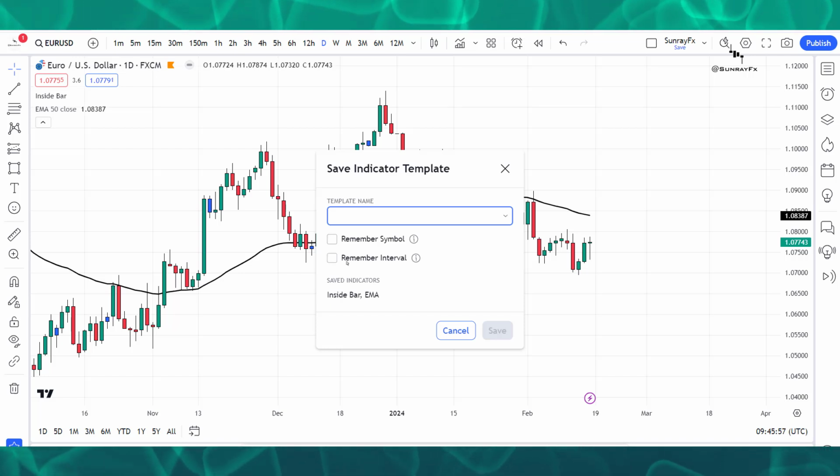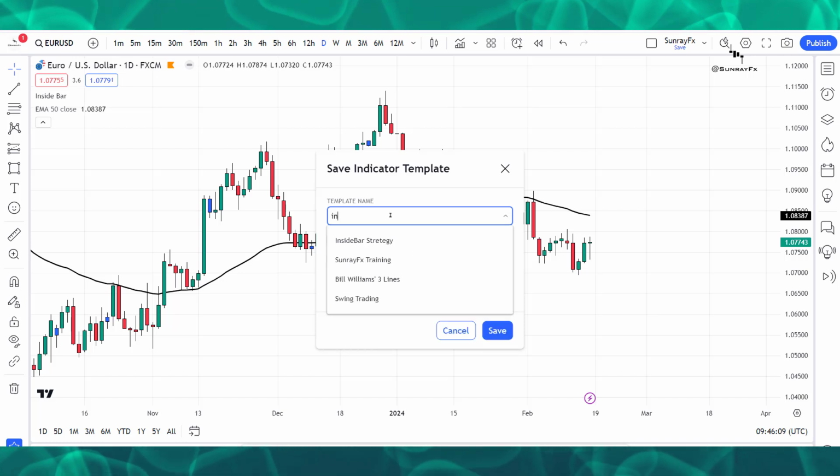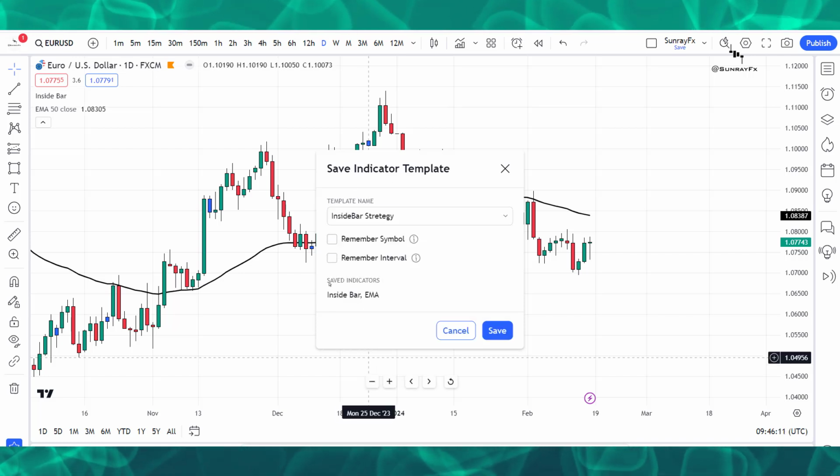And if you click on remember interval, the time frame that you saved this in the first place keeps coming back, so I don't need it. All you need to do is to put the name and click save. My one is inside bar strategy. I click on inside bar strategy and I click save.